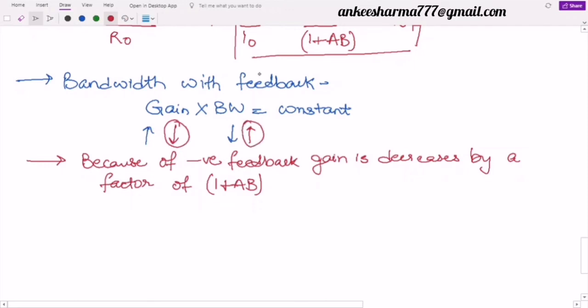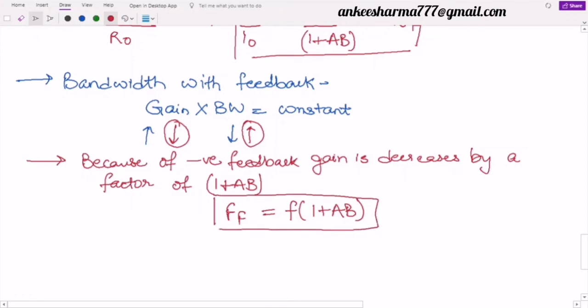Or can I say from here that if I take my bandwidth or the frequency with feedback, that must be equal to F into 1 plus AB. Because gain has reduced, so definitely my bandwidth has increased. So this is the important relation. If we get some numericals, like they may have given us the bandwidth without feedback and they have given us the values of A and B, and they may ask us, just tell us what will be the value of your bandwidth with feedback. So with these formulas we can easily calculate everything, right? So I will stop here.